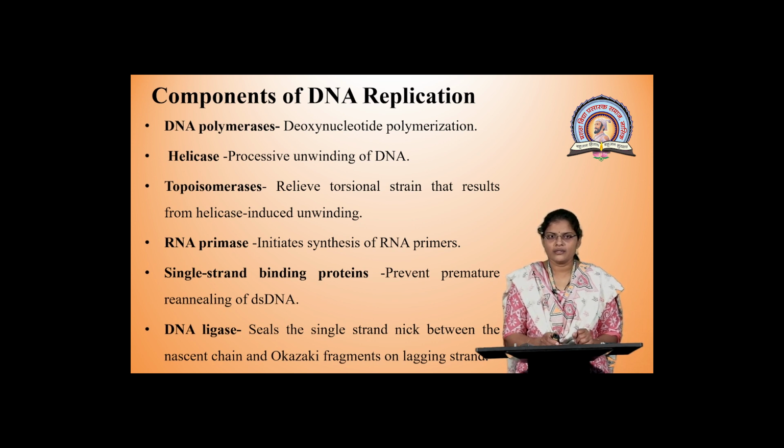Topoisomerase relieves the torsion strain that results from the helicase-induced unwinding. When helicase acts, there is unwinding of DNA, and at one end there is a formation of torsion or stress, and that stress is relieved by topoisomerase. There are two types of topoisomerase, topoisomerase 1 and 2, and they cut the DNA at one point or two points so that the stress is released.